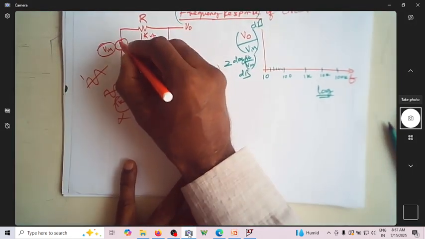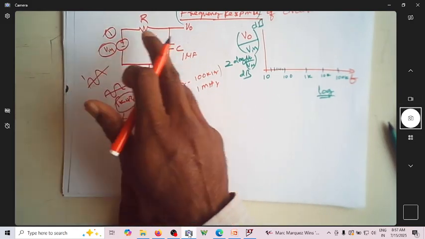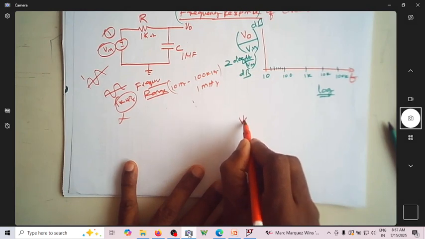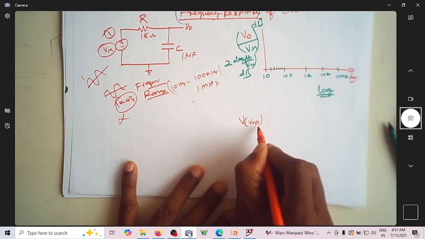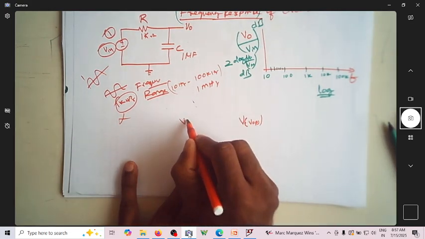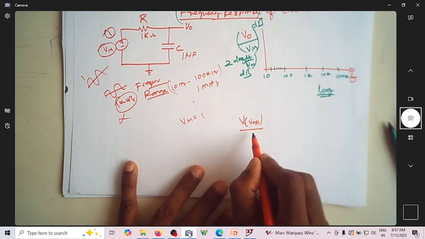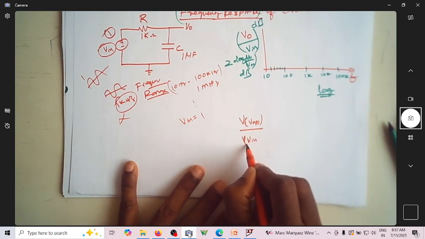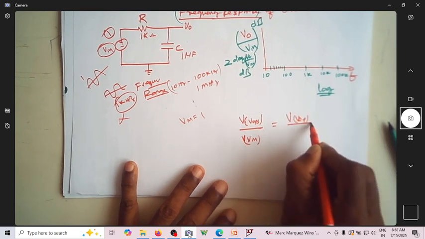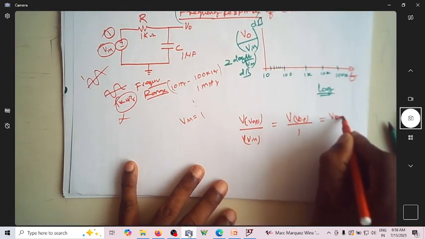So what is the input that we have taken? We have taken the input as 1. So what is the output you are plotting? You are plotting V of VOP. What is the input? Input is actually 1. So what is the ratio of V out by V in now? Is it not V of VOP by 1? Is it not V of VOP only?